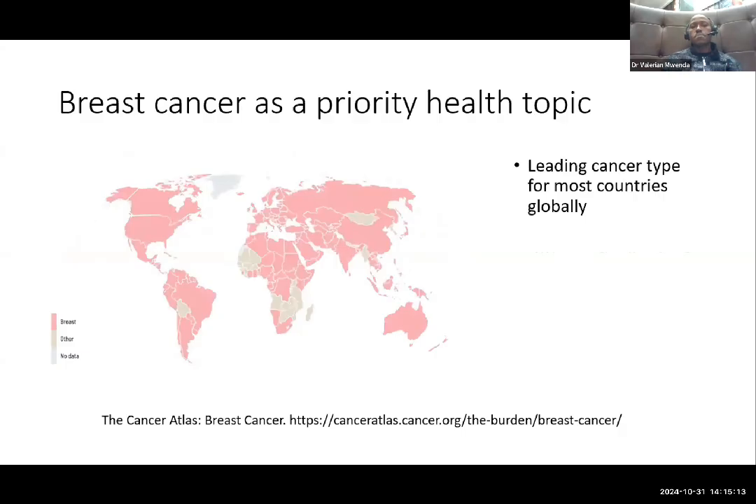So breast cancer is a priority health topic, or should be a priority health topic across most countries in the world, because it's actually the leading cancer type for most countries globally. This map shows countries across the world where breast cancer is a leading cancer type. And as you can see, it's basically the entire world, with countries in sub-Saharan Africa, some parts of West Africa, and maybe one or two other countries across the world. Breast cancer is actually the leading cancer type. So this is actually a cancer control topic that the entire world should be speaking in unison on the best way to approach in reducing cancer burden.